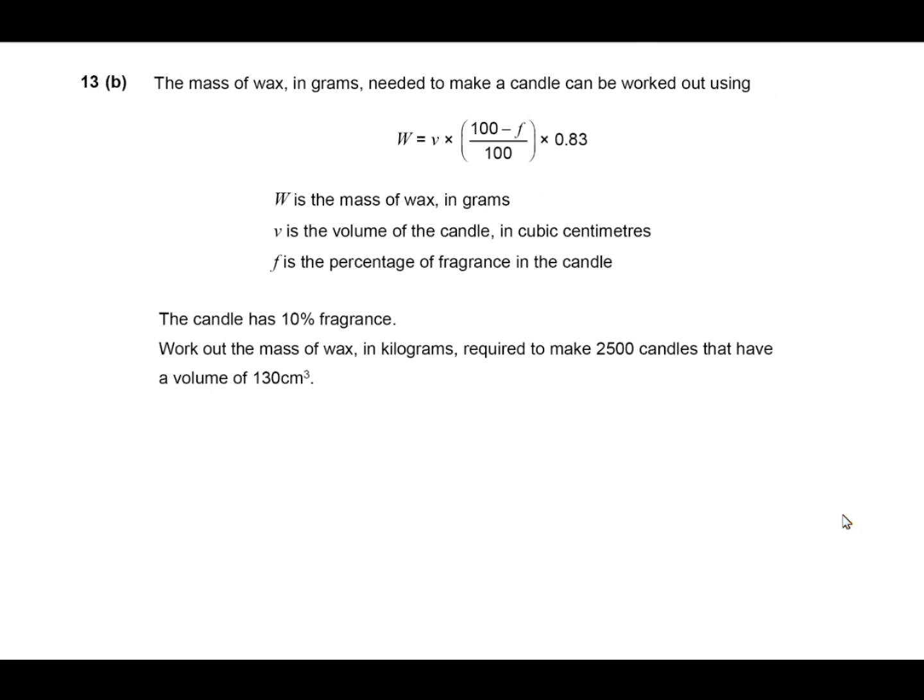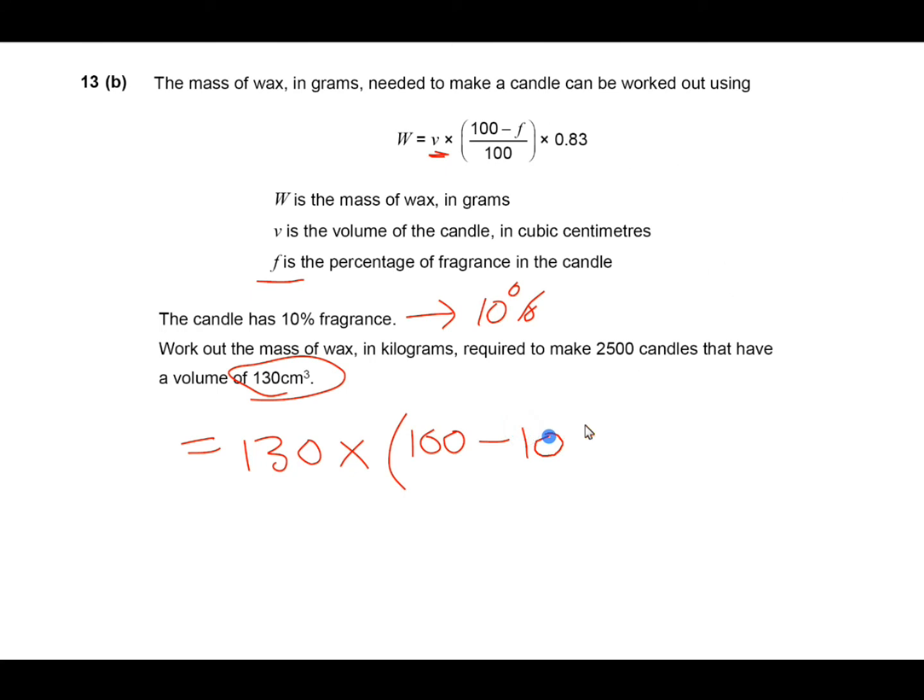So question 13b gives us a formula to work out the mass of the wax in grams. And it wants us to multiply the volume, which it's telling us is 130 centimeters cubed. So we multiply that by 100, take away F, which is the fragrance percentage. Now, the fragrance percentage is 10%. So it's 100, take away 10, divided by 100, close the brackets, times 0.83.